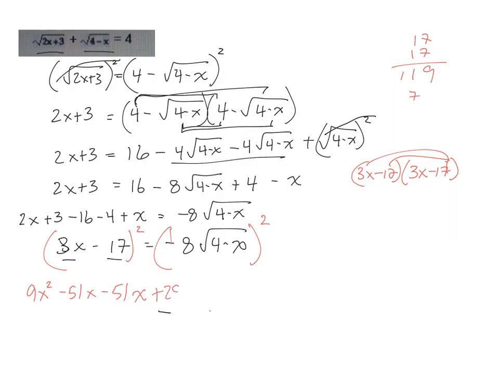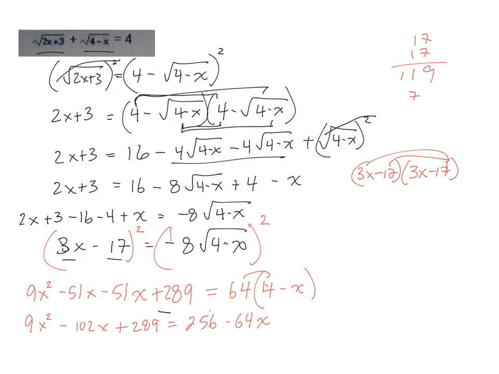So plus 289 is equal to negative 8 squared would be 64, and then the root 4 minus x squared, the square root will cancel, and I'll just be left with that. Okay. I think we're good so far. Now, on the left side, I'll have 9x squared minus 102x plus 289 is equal to, I'm going to FOIL this out, so that'll be 256 minus 64x.